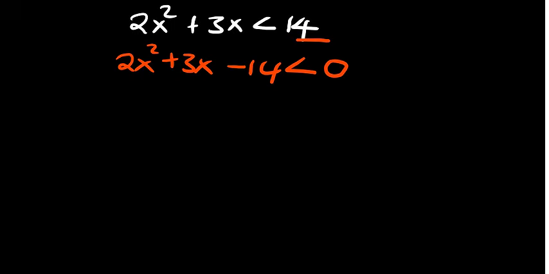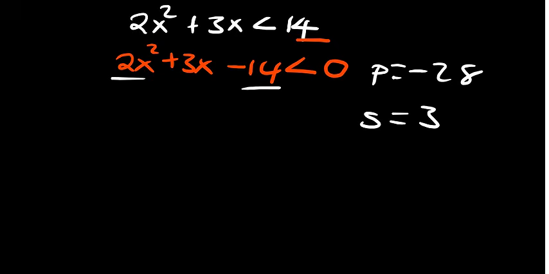Okay, so from there we can now find the critical values where we expect the function to be equal to 0. So we can try to factorize that. So the product of 2 and negative 14 is minus 28. The sum is b, which is 3. So what numbers can you multiply to give you 28? So we can look at 7 and 4. So it will be minus 4 and 7. 7 by negative 4 is minus 28. 7 plus negative 4 is 3.